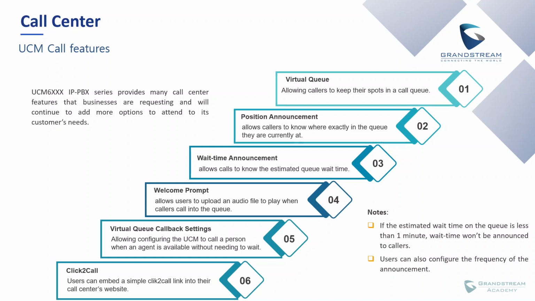Users can set 3 options for virtual call queue callback key settings. Callback current number: by default, the key is star and it can be customized. Once the configured key is pressed, the caller will be able to set his current phone number as callback number. Custom callback number: by default, it's 0 and can be customized. Once the configured key is pressed, the caller will be able to customize the callback number.